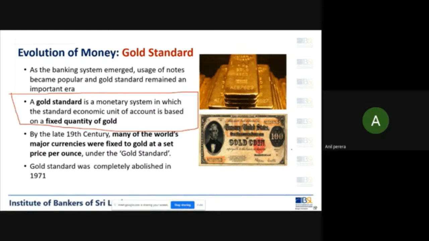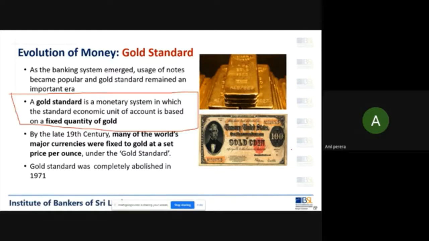Why was this gold standard used? To stabilize the exchange rates. Exchange rate means the rate at which you are exchanging one currency with another one. So when you fix the exchange value, that will ensure the stability of the exchange rate. So by late 19th century, most of the world's major currencies were fixed to gold at a set price per ounce. You call it a gold standard.